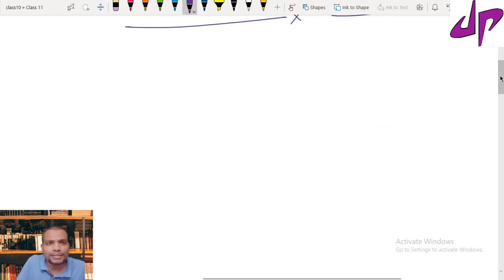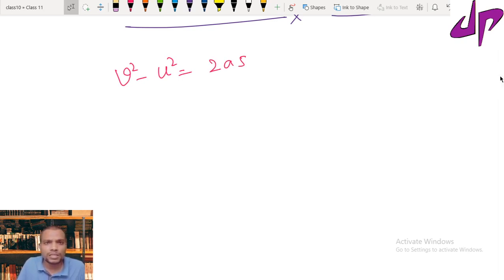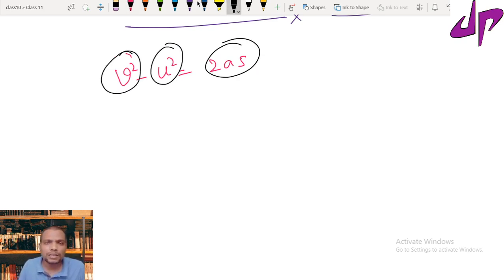Let us take one more example. Let me solve the third equation of motion, which you already know: v square minus u square equal to 2as. This also has three terms, and each term should have the same dimensions.